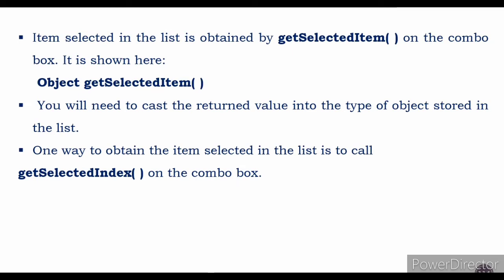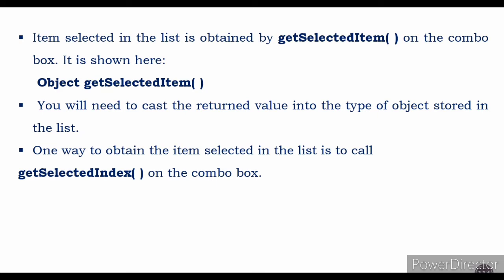The item selected in the list is obtained by using the method get selected item. On the combo box we will get which item is selected, and we get that item by using get selected item. Those are all treated as objects, so the return type of this method is object. You will need to cast the returned value into the type of object stored in the list. Sometimes it is in the form of string, so we need to convert it accordingly.